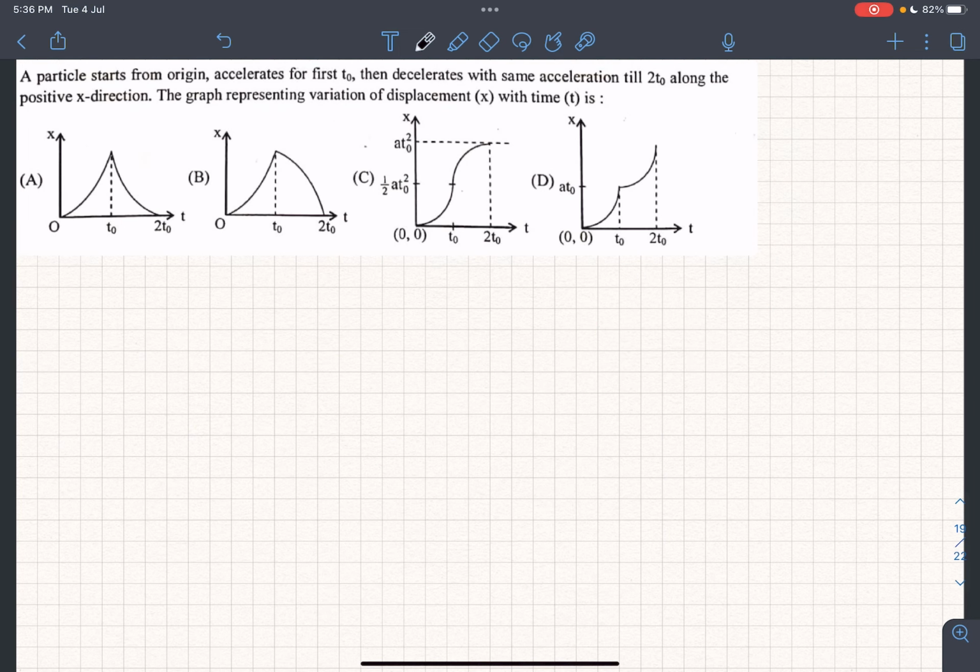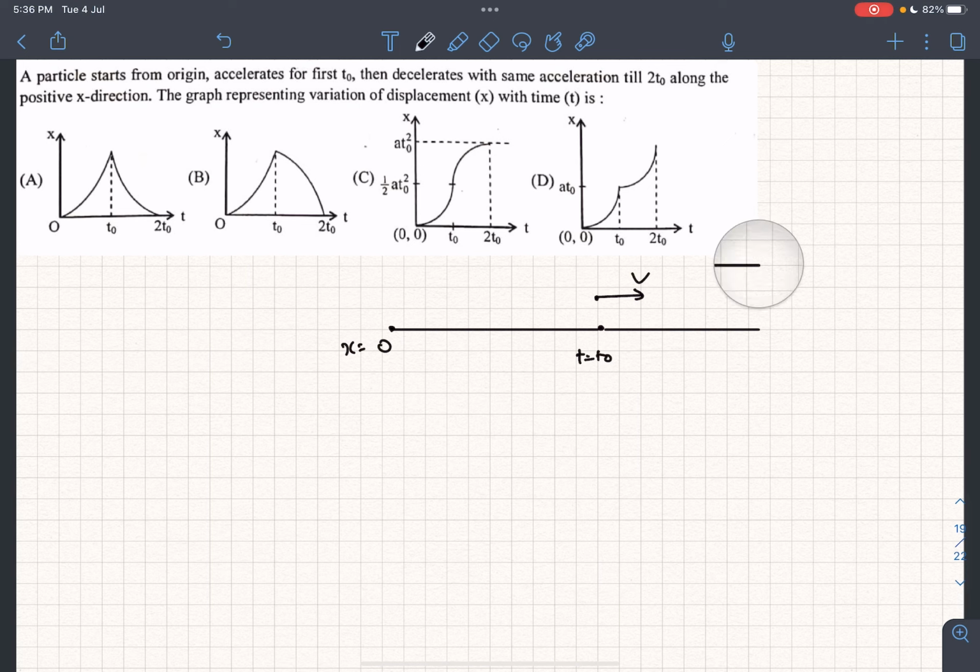Next problem. So we have a particle that starts from the origin. It accelerates for the first t0 seconds, and then decelerates with the same acceleration till 2t0 seconds. So the particle starts from the origin, which is x equal to 0, and starts accelerating till t equal to t0, which means it must have gained some velocity at this point, and then it starts decelerating. So its speed will decrease, and when it reaches 2t0, it will come to rest. We have to draw the graph in this situation.